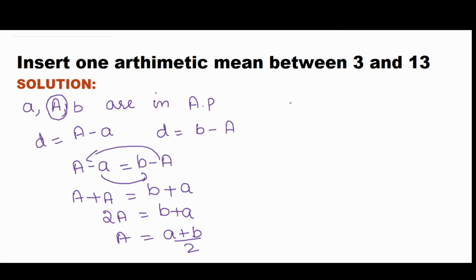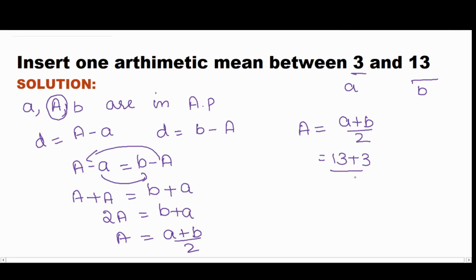Here in the problem, a is 3 and b is 13. So now the arithmetic mean is nothing but (a plus b) by 2, that is (13 plus 3) by 2, we get 16 by 2 is 8. Therefore, the arithmetic mean for the given problem is 8.